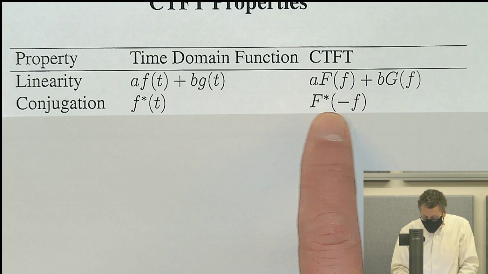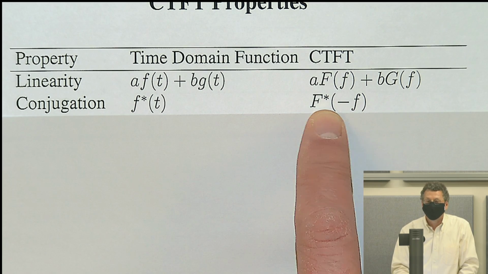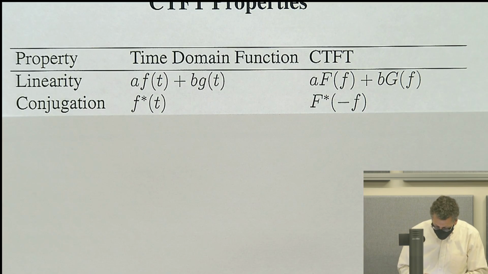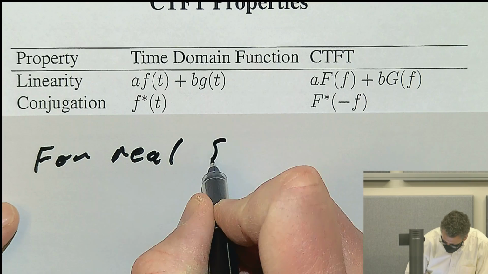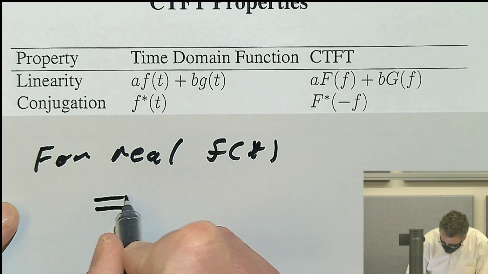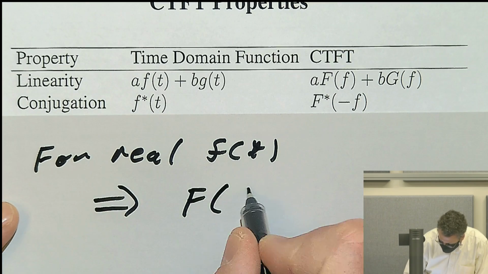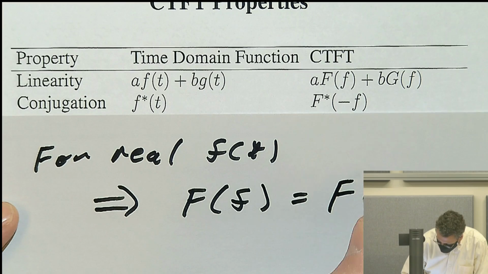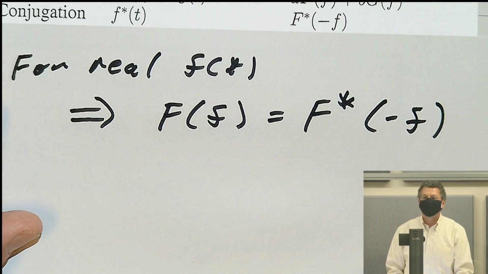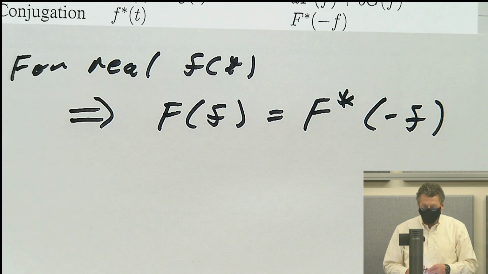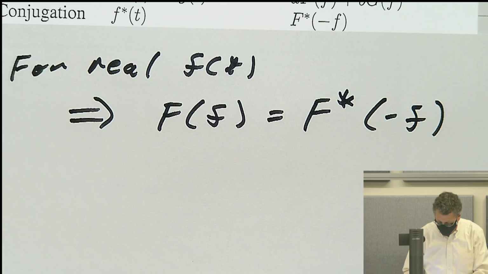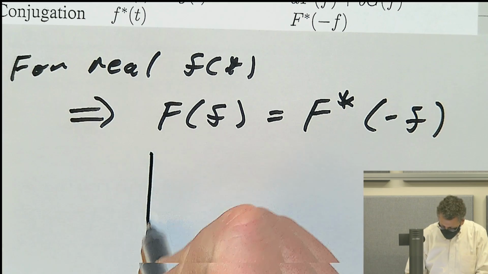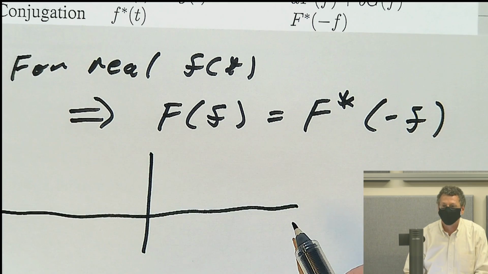That means that this must be equal to F of f, which means that for real f of t, we have that F of f equals F star of minus f. Oops, F star of minus f. What does that mean? I do this stuff all the time, so it becomes second nature for me, but it's like practice makes perfect, right?